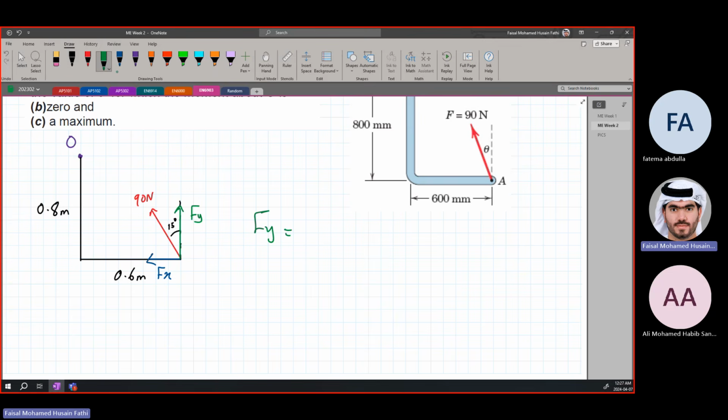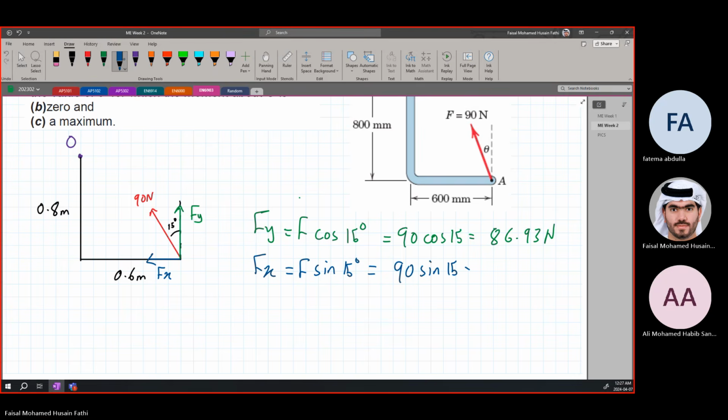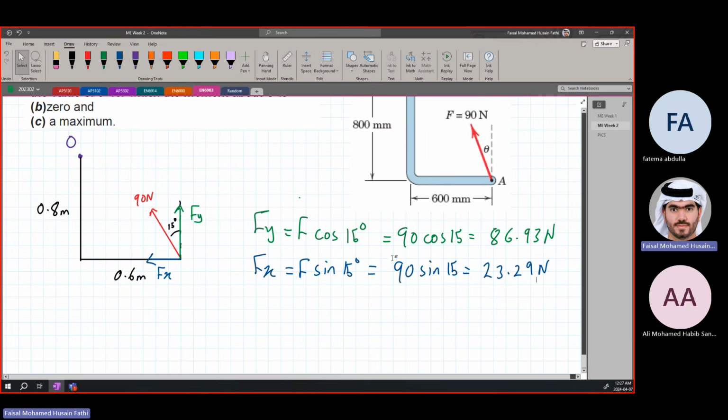Fy is equal to F cosine 15 degrees, because it's adjacent, which is 90 newtons. 90 cosine 15 is 86.93 newtons, and Fx is going to be equal to F sine 15, because it's opposite, which is 90 sine 15, which is equal to 23.29 newtons. All right, we found our Fx and Fy.